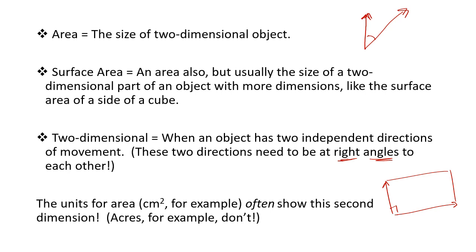So when we look for the amount of surface that is taken up by a two-dimensional object, we call that the area. So generally the size of the two-dimensional object. We can also talk about this as the surface area. And so generally when we're talking about surface area, we're talking about a three-dimensional object like a cube.